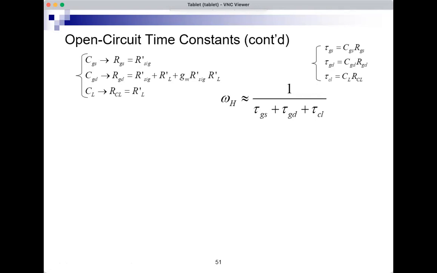So this is omega h in the case I had 3 capacitors, CGS, CGD, and CL. We have 3 resistances: for CGS, RGS; CGD, RGD; and for CL, RCL. And omega h in this case is 1 over CGS RGS plus CGD RGD plus CL RCL.